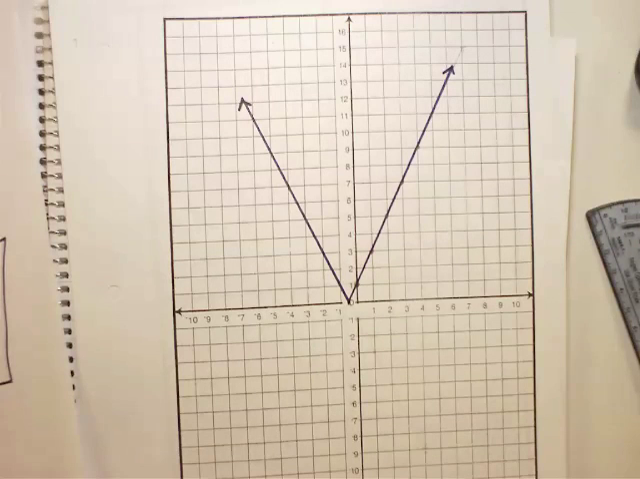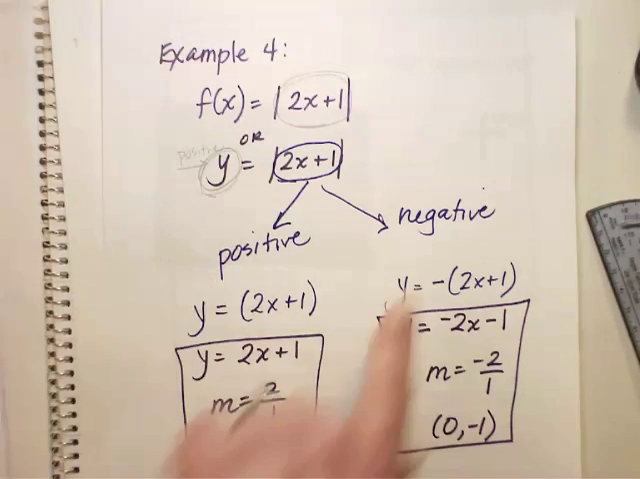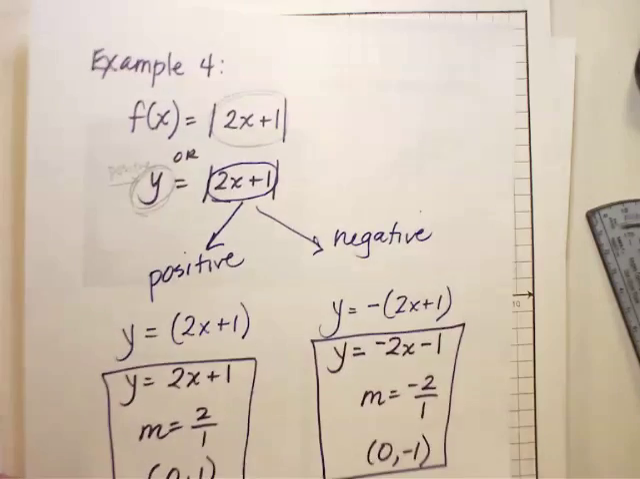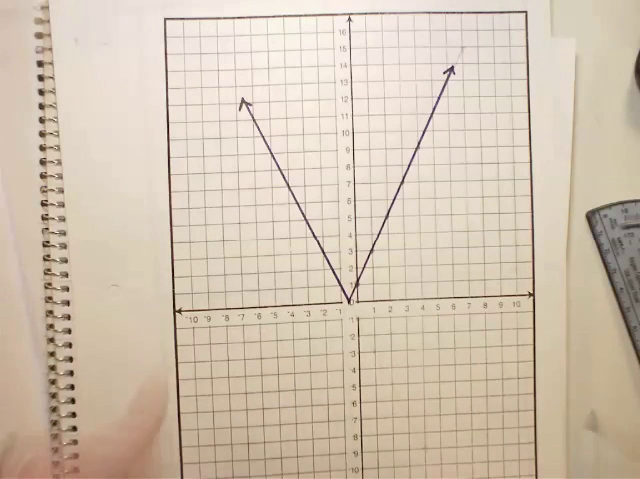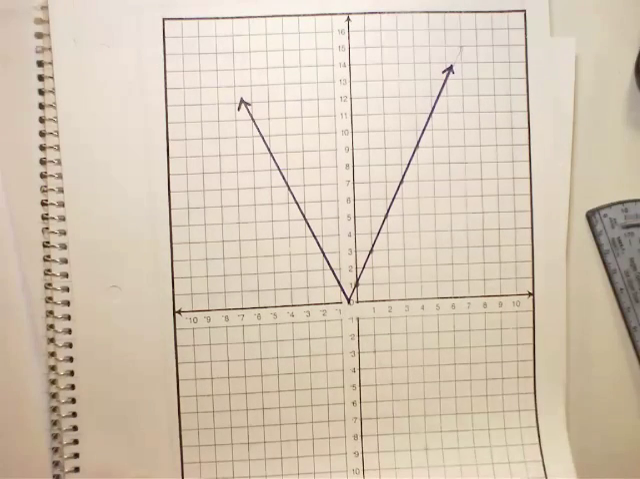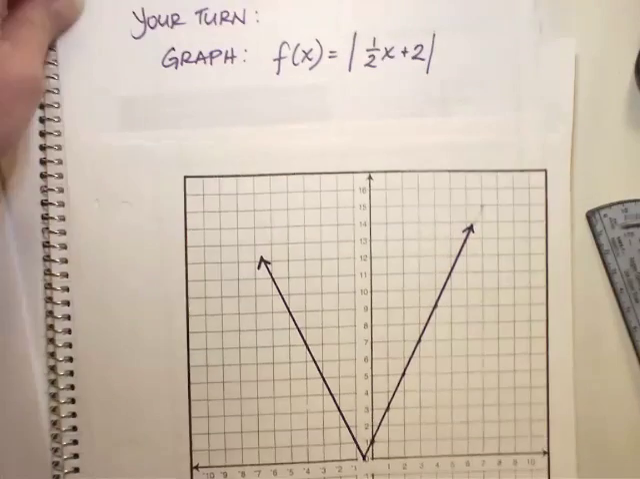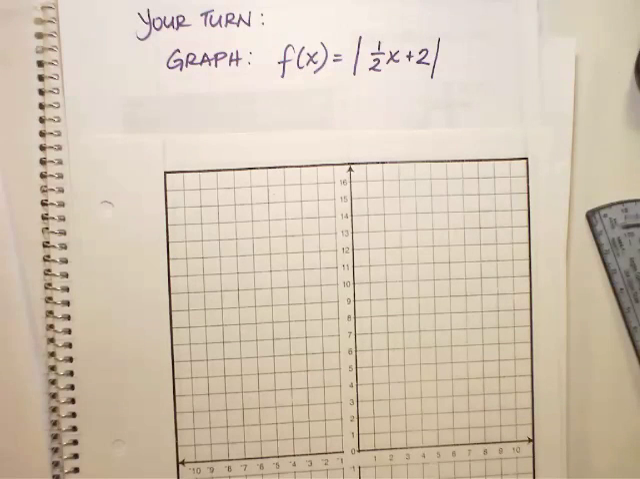Okay, so now it's your turn to try this. Keep in mind what we did in our example. We did two cases, a positive case and a negative case. We graphed each one on the same graph. Then afterwards, we remembered that it cannot be negative, so we erased the bottom half. So it turns out to be a V graph. Now it's your turn to produce a V graph. Let's give this a try. Go ahead and graph f of x equals 1/2 x plus 2. Pause here and go ahead and try this.